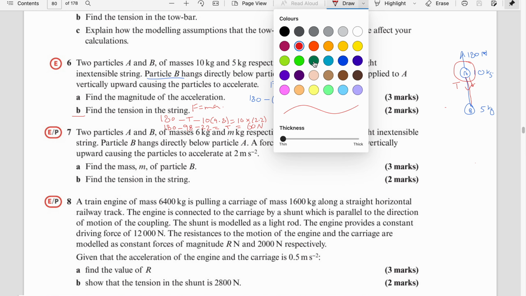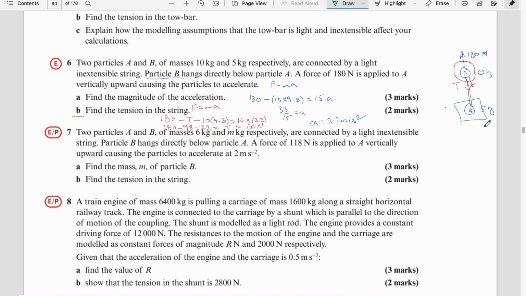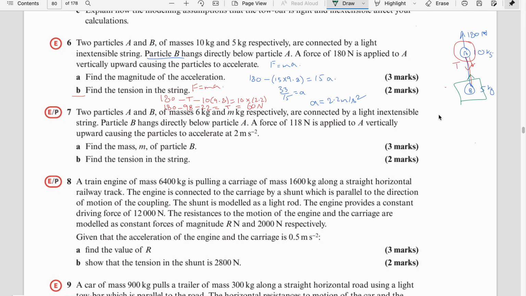So let's try the same thing with particle B. If we isolate particle B, now tension is the only thing which is moving upwards. So it should be F equals ma. Upwards is T and downwards is the weight. And weight is 5 into 9.8. And mass is 5, acceleration is 2.2. So 5 into 2.2 plus 5 into 9.8 is again 60. So no matter how we do it, you always get the same answer.